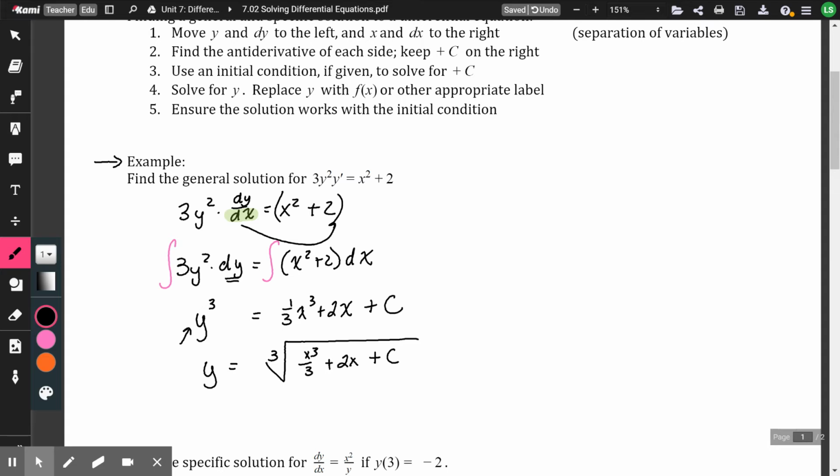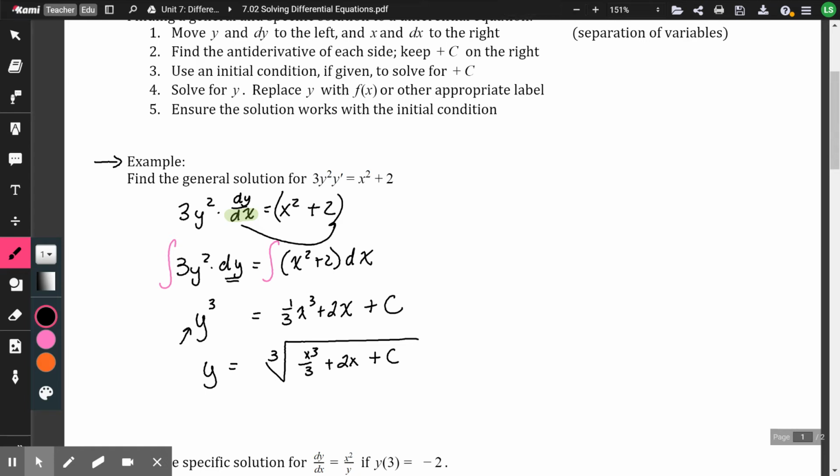Now, I also have here in step 4, replace y with f of x or some other appropriate label. They didn't use any other labels in our example here, like a y or an f of x, and this is not coming out of a prompt that has some kind of context to it. So we don't need to replace anything because they're not letting us know to do that.